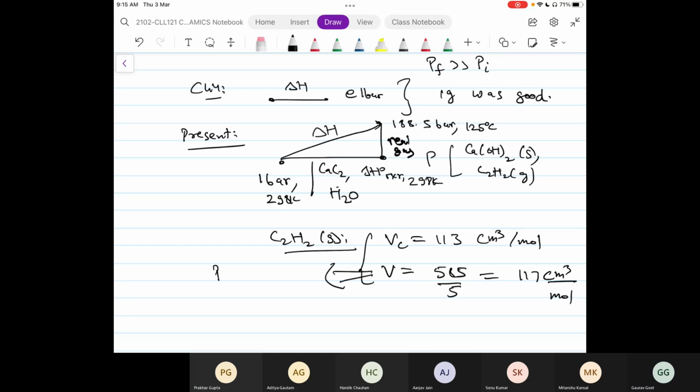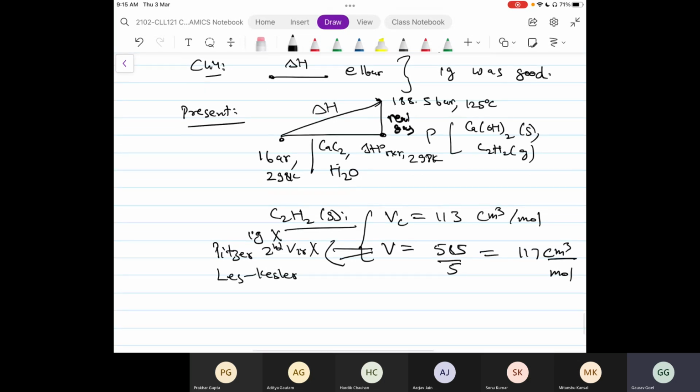Therefore, Pitzer's second virial is not usable. Ideal gas, of course, is not usable. Even use of Lee-Kesler is a stretch. So once you approach the critical point, typically very accurate equations of state are available, which are empirical in nature. But anyways, we are going to use Lee-Kesler here because nothing else is available to us.